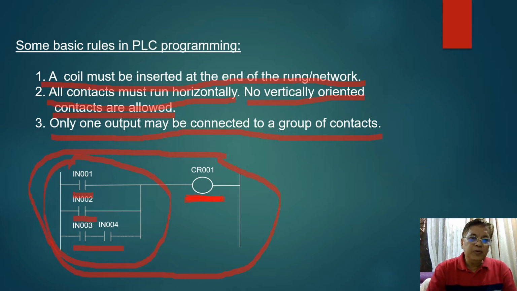So this input 001 here represents a particular switch. For example, switch 1, input 002 represents switch 2, and input 003 and input 004 represent switch 3 and switch 4. Okay.